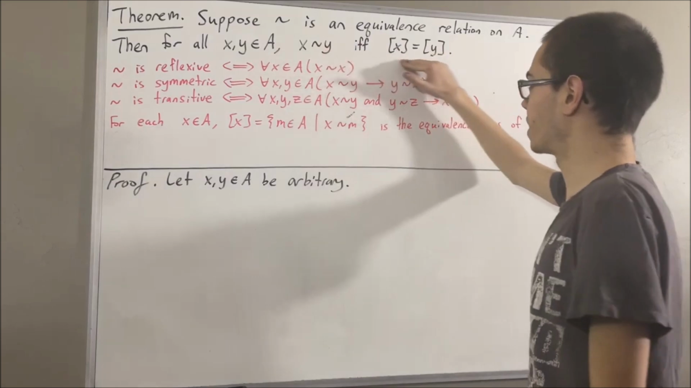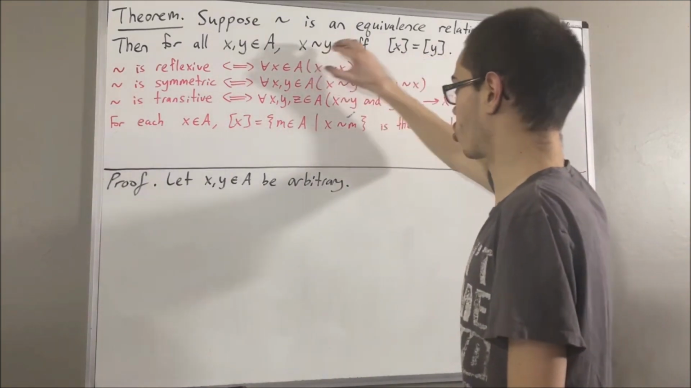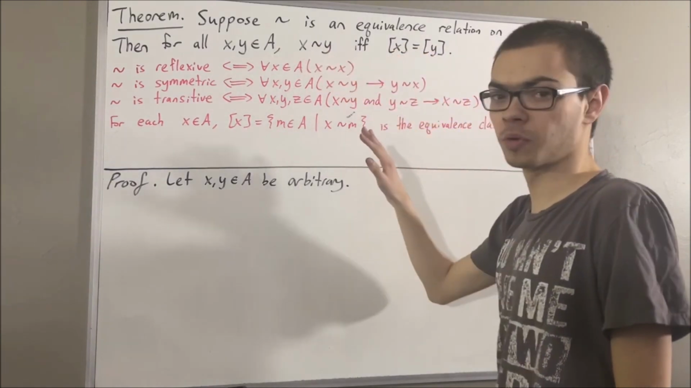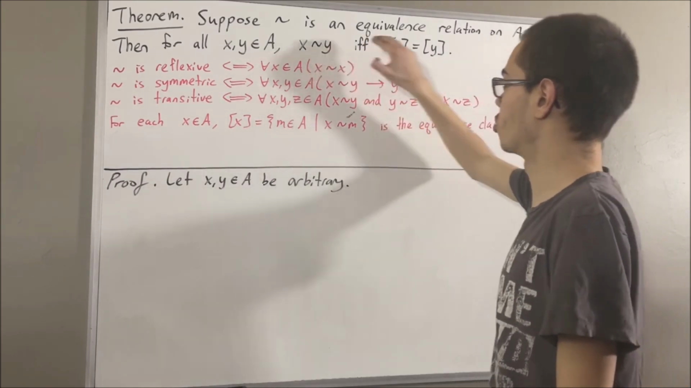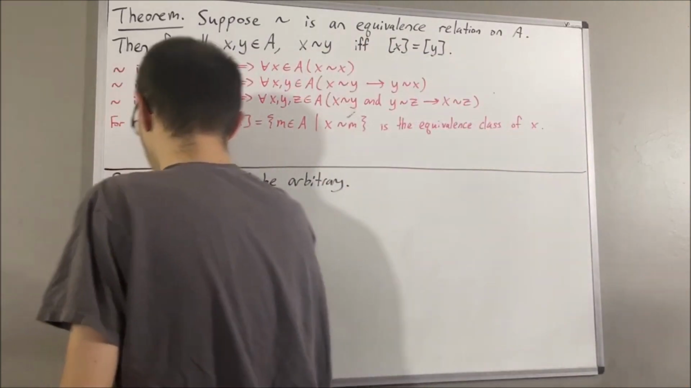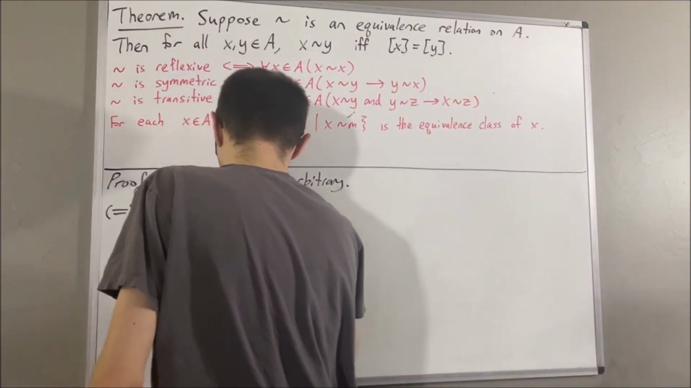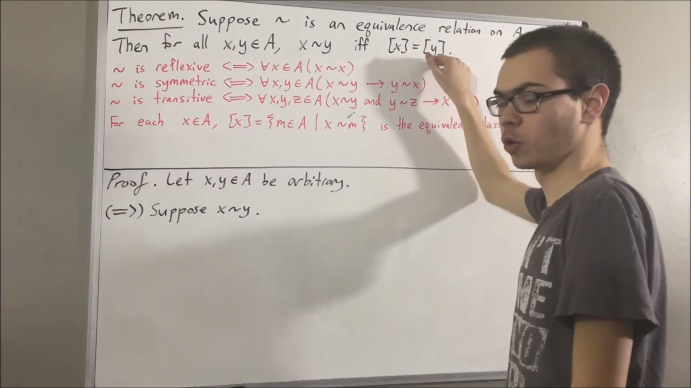So we're trying to prove a statement containing if and only if. So what we're going to do is prove if this is true, then this is true, and then prove if this is true, then this is true. Let's start out by proving the forward direction. We're first going to prove if this is true, then this is true. To prove that, suppose x is related to y. From here, we want to show that the equivalence class of x and equivalence class of y are equal.